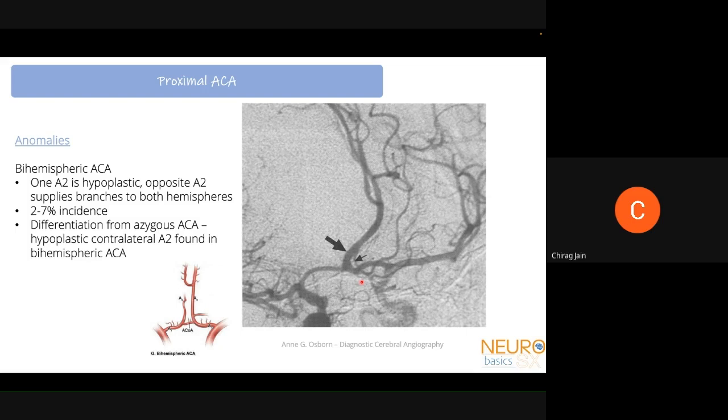You can also have a bihemispheric ACA. So in this, what happens is that the one A2 is just hypoplastic. It is not going to supply any structure. So both sides of the hemisphere are being supplied by one A2 itself. Okay, so here that is what is known as a bihemispheric ACA, and that is seen in 2 to 7% of individuals, and it is to be differentiated from another anomaly that is known as an azygous ACA, in which there's only one A2. Okay, so there will be no contralateral A2 found in an azygous ACA. So as we can see here clearly, there is one hypoplastic contralateral A2. So this structure is actually a bihemispheric ACA and not an azygous ACA.